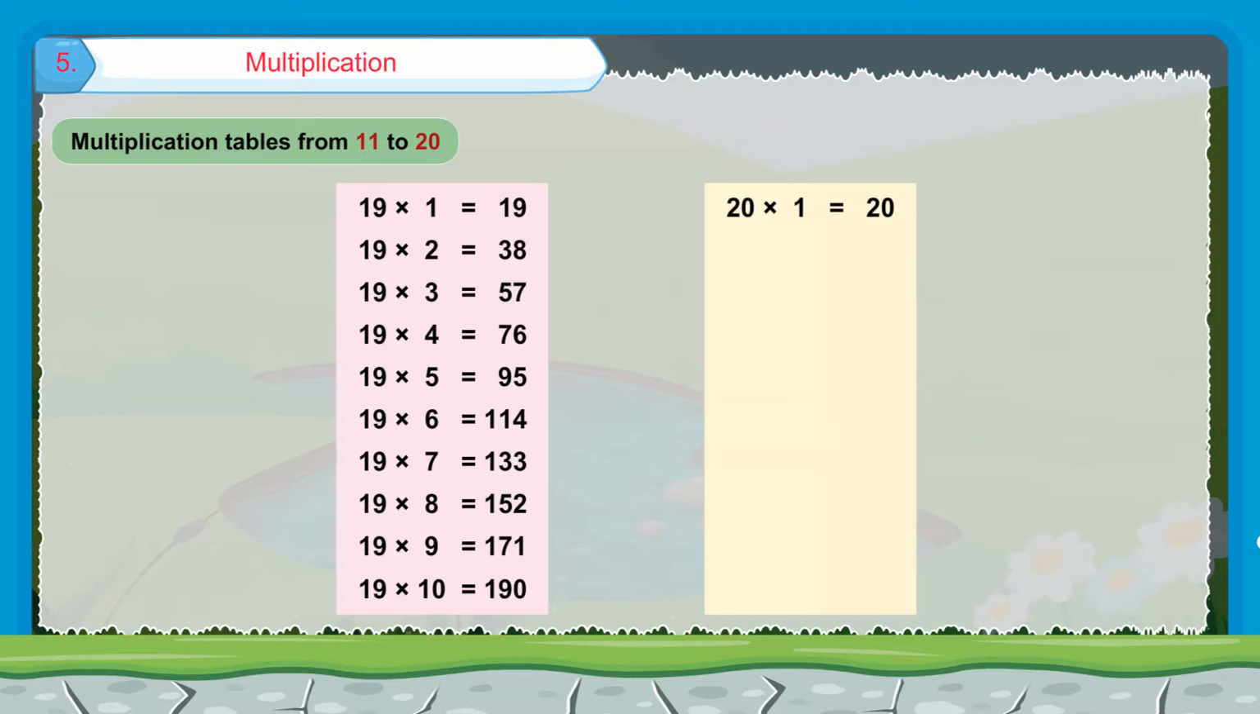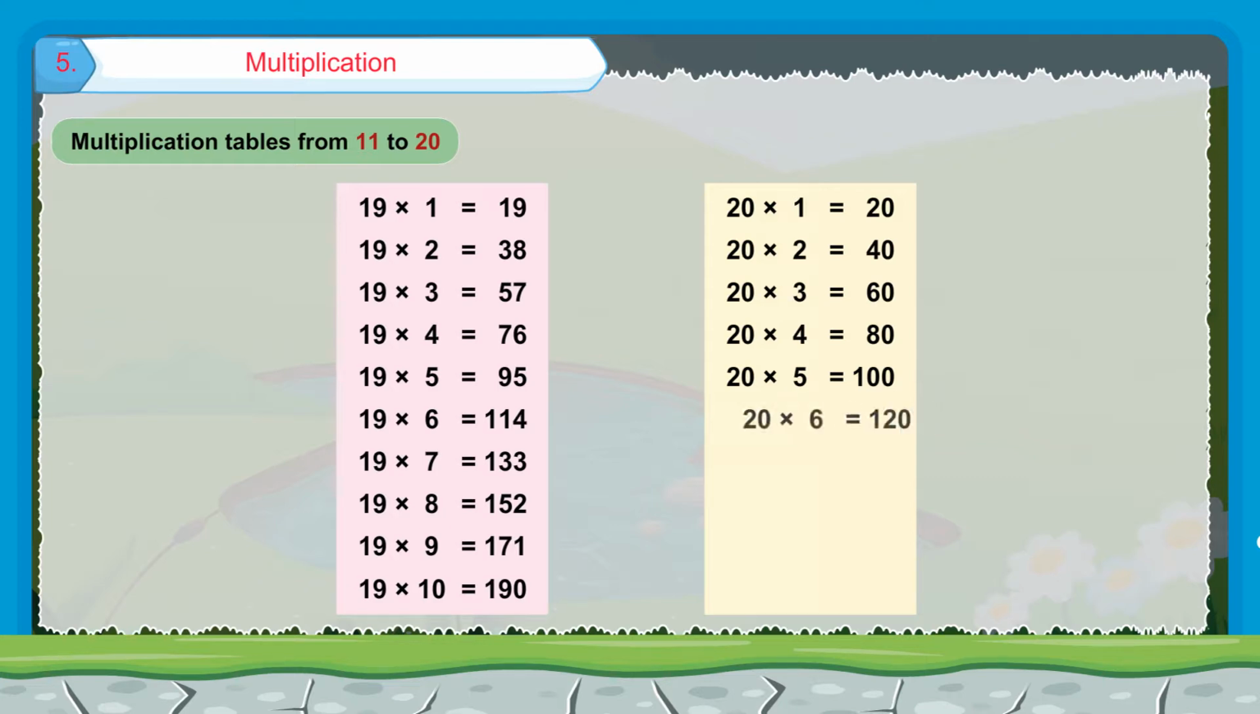20 into 1 is equal to 20. 20 into 2 is equal to 40. 20 into 3 is equal to 60. 20 into 4 is equal to 80. 20 into 5 is equal to 100.